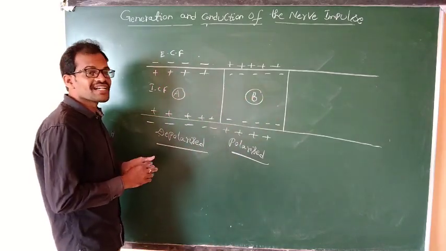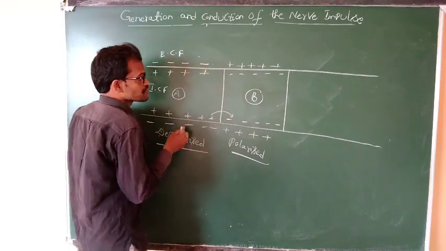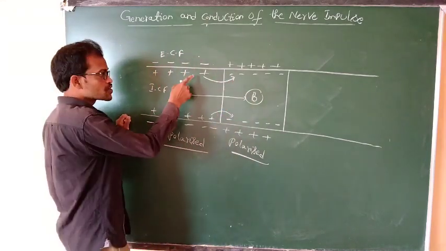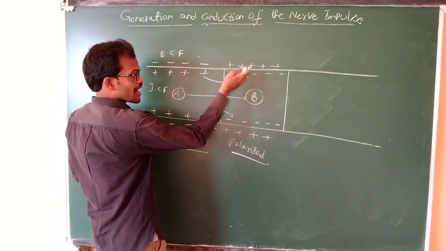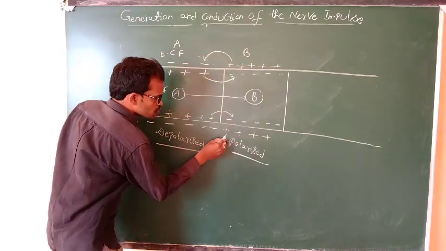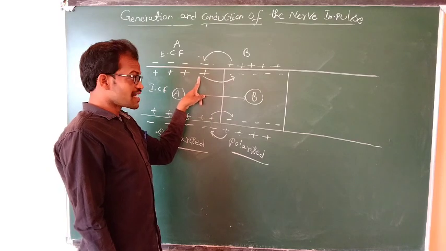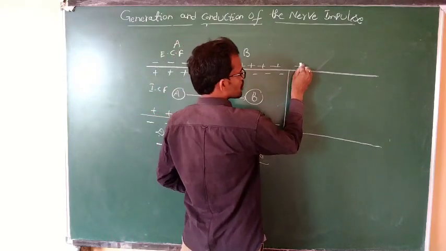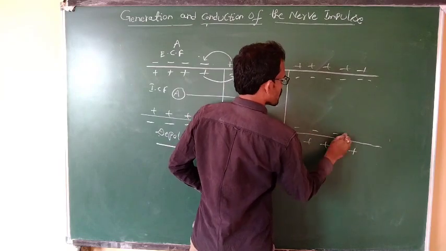How are nerve impulses generated? See here, inside, from A to B. The positive ions move from A to the negative ions of B. Positive moves into the negative, so the impulse passes on. Here it is positive, positive, positive, then negative, negative, negative, and the pattern repeats.